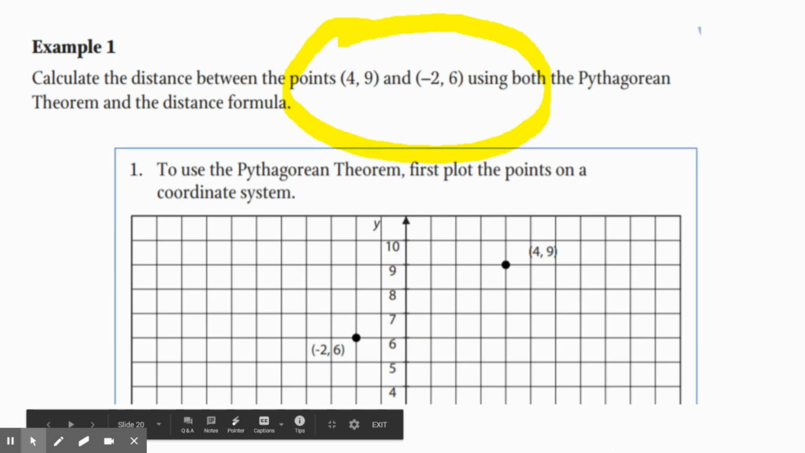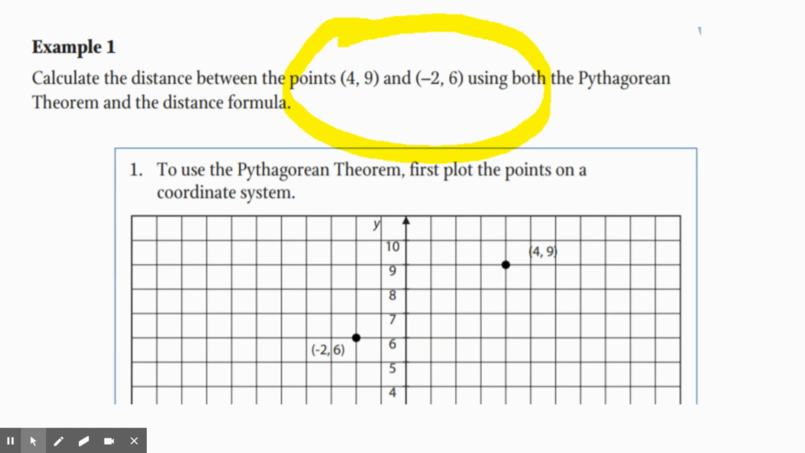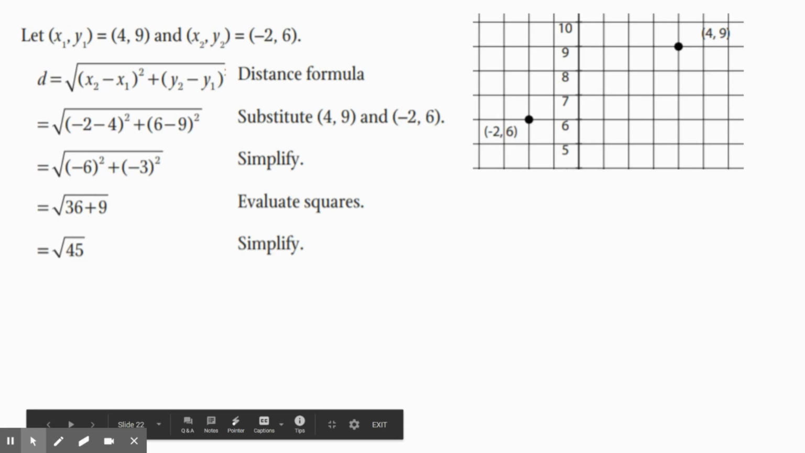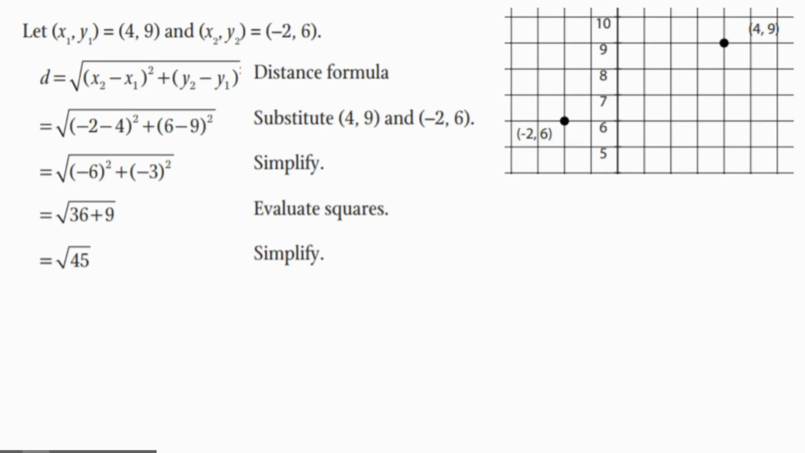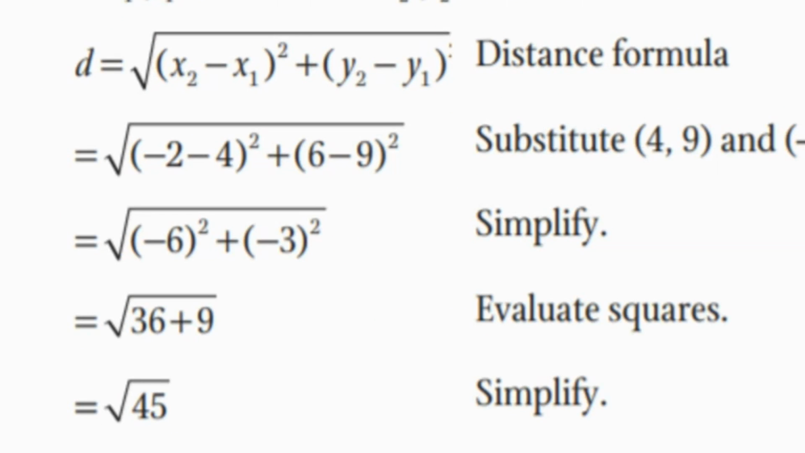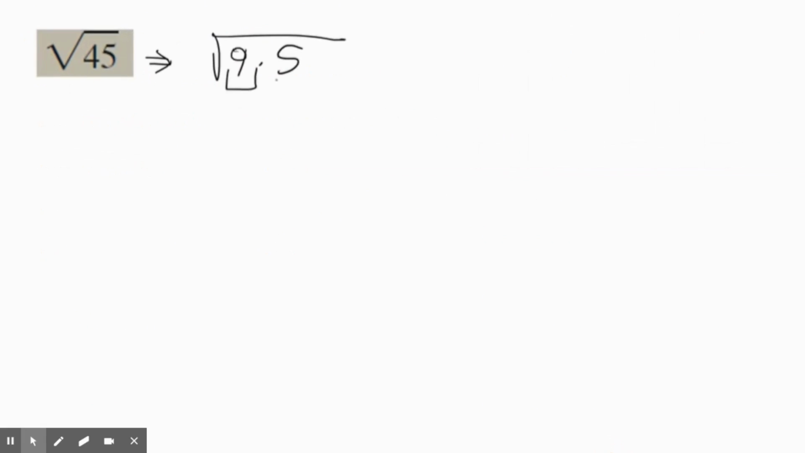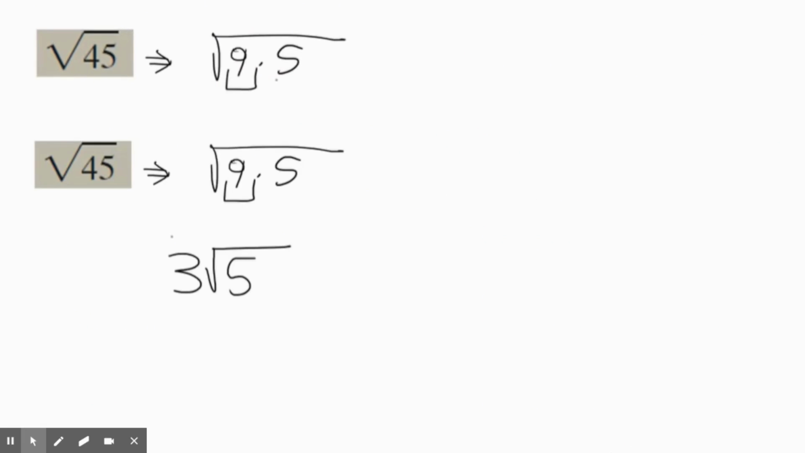Example 1, calculate the distance between the points (4, 9) and (2, 6). I need you showing all your work when you're doing the distance formula. Notice how I've substituted in x2 minus x1, y2 minus y1. You get square root of 45. And of course, we know that we can simplify radical 45 into 3 radical 5.